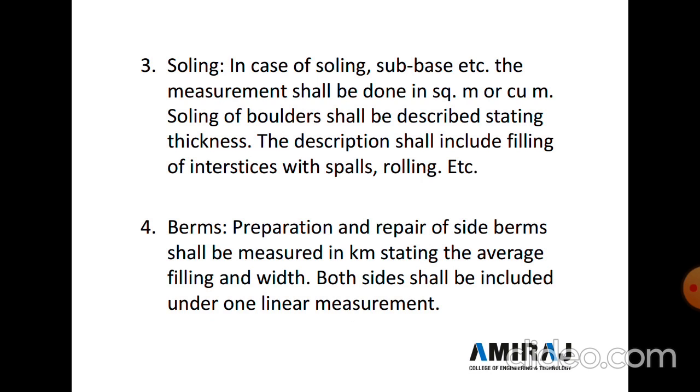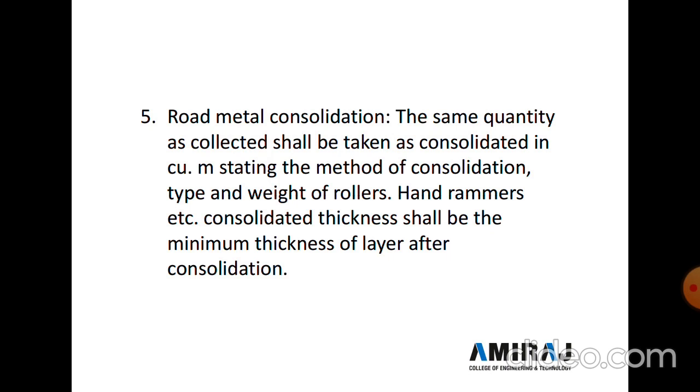Next is berms. Preparation and repair of the side berms shall be measured in kilometers, stating the average filling and width. Both sides shall be included under one linear measurement. Next is road metal consolidation. The same quantity as collected shall be taken under consolidation in cubic meters, stating the method of consolidation, type and weight of roller, hand rammer, etc. Consolidated thickness shall be the minimum thickness of the layer after consolidation.